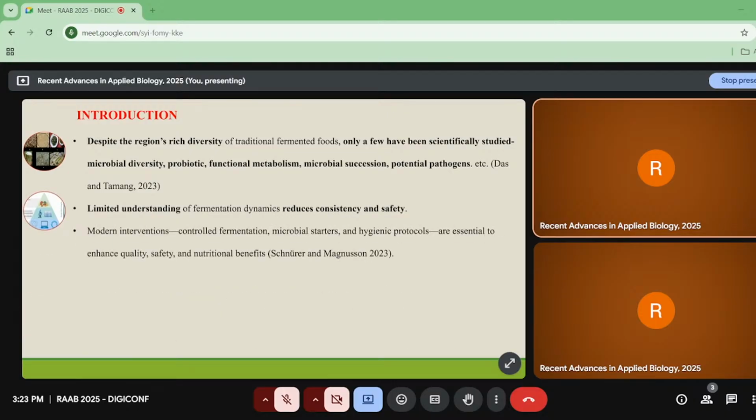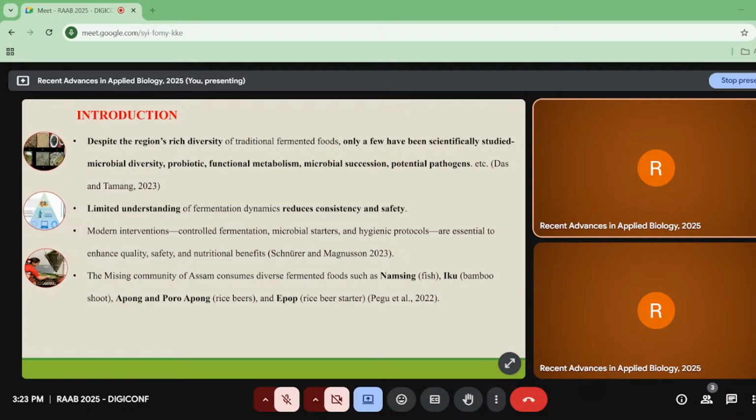But with the modern intervention of metagenomics, it has become possible, because we can now do those fermentations in a controlled environment. We can sterilize the starter and practice in a hygienic way, so that we can control the quality in the required way.